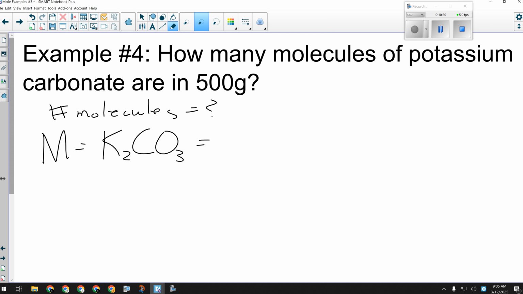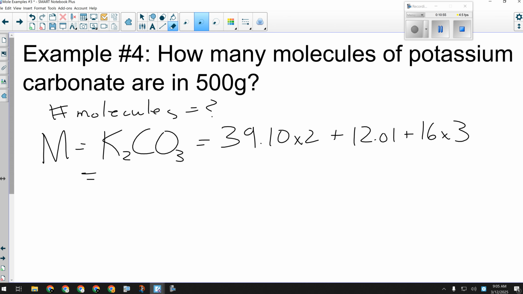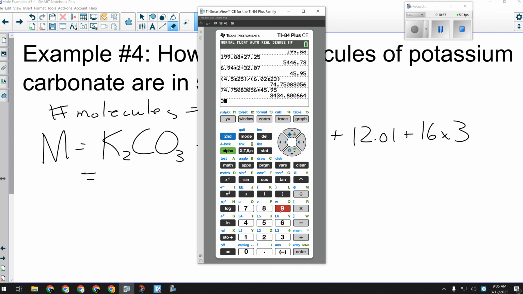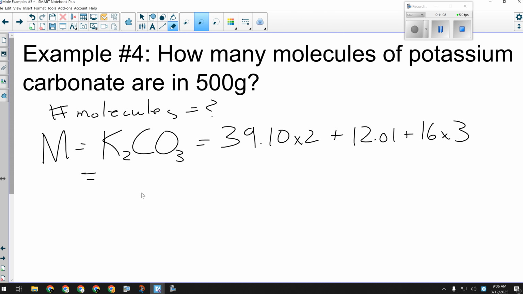So potassium 39.10 times 2, because there are 2 of them, plus 1 carbon, 12.01, plus 3 oxygens, 16 times 3. So 39.1 times 2 plus 12.01 plus 48. Sorry, that's 16 times 3. I cheated in my head. 138.21 grams per mole. And we have 500 grams of that stuff.